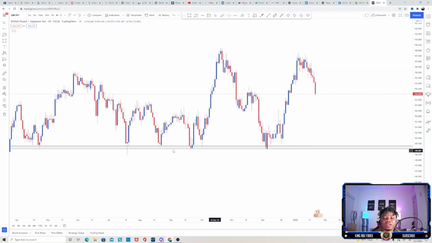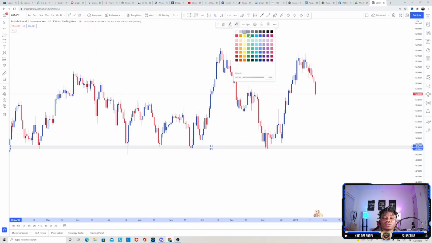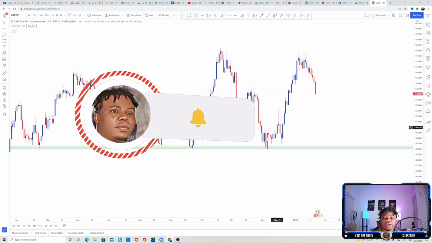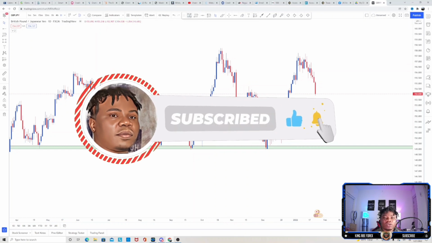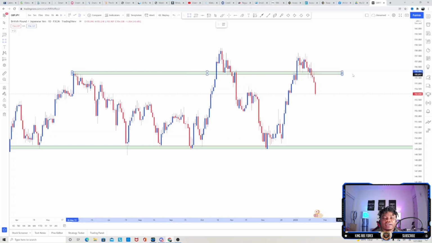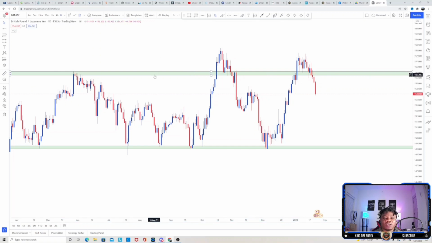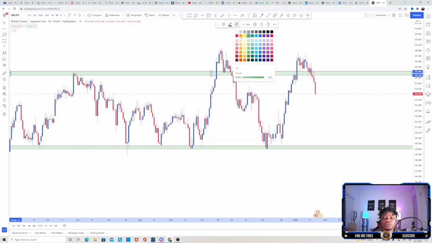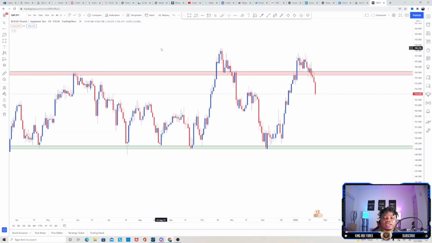Now we have our demand zone right here at the bottom, our low. Now what I'm going to do is change this to green, and now we also have this high right here. Now we're looking at this buy position first before we look at the sell position, and I'm going to change this to red. Like I told you guys earlier in the beginning of this video, you can use this strategy on any time frame.